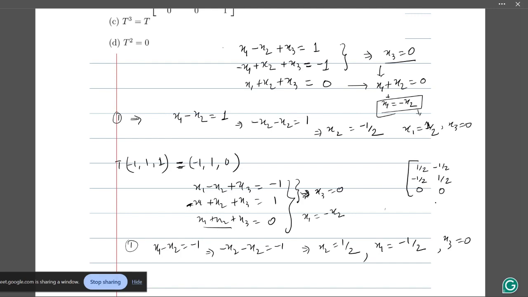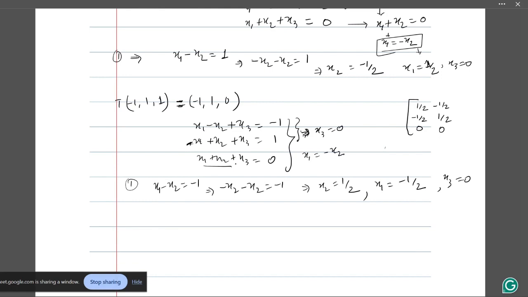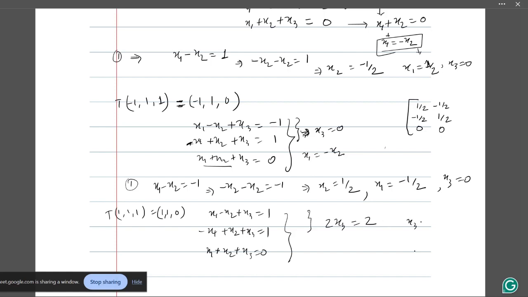Let's see what about the third column. There we have a similar calculation. T of (1, 1, 1) is equal to (1, 1, 0). The last equation is again the same: x1 plus x2 plus x3 is equal to 0. The first equation becomes x1 minus x2 plus x3 is equal to 1, and minus x1 plus x2 plus x3 is equal to 1. Here we have 2x3 and on this side we have 2. Addition of the first two equations implies x3 is equal to 1.